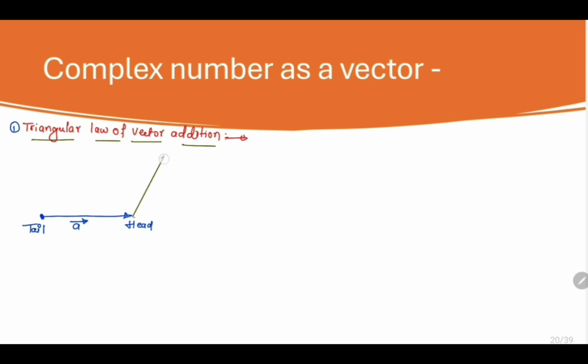And we have another vector B, and if we connect the tail of vector B with the head of vector A, these become two sides of a triangle. Then their vector addition or vector sum is represented by the third side of the triangle taken in opposite direction. So this third side of the triangle is the vector sum of A and B. I will write it as vector A plus B.